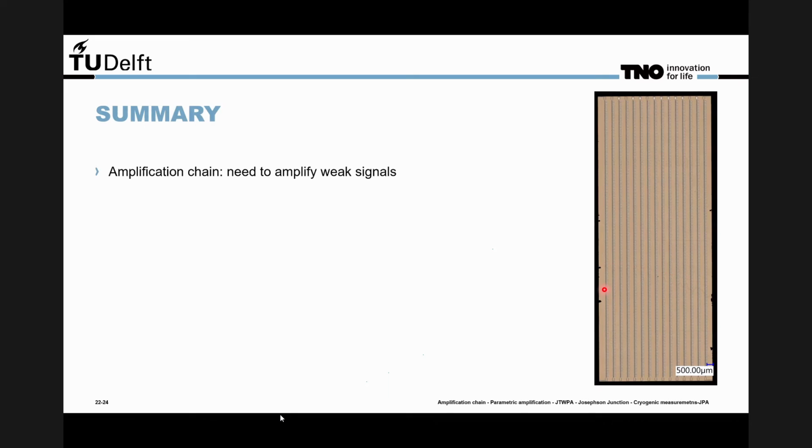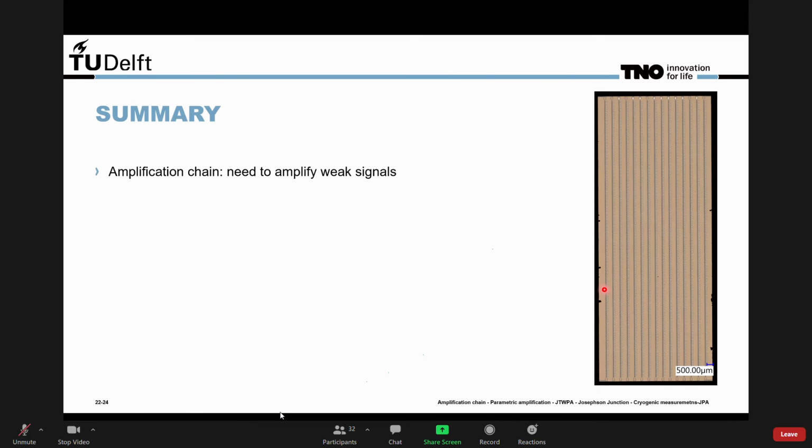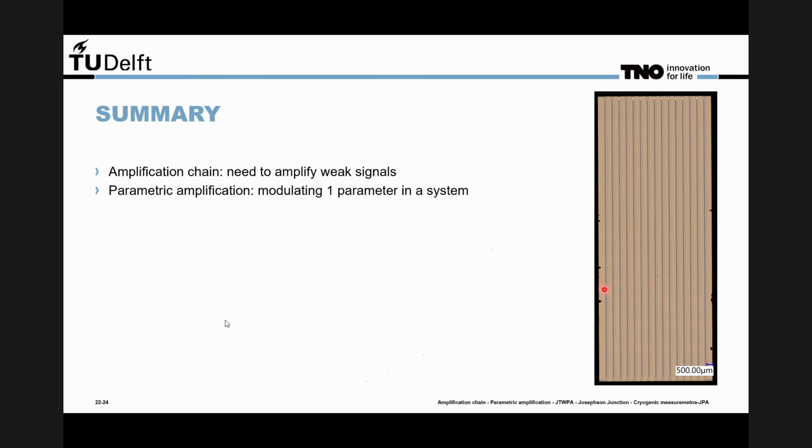So to summarize, after my short introduction about quantum computing, I explained the amplification chain and the reason why we need to amplify weak signals. Then I explained a bit about amplification, and more specifically about parametric amplification, and how we can get gain by modulating one parameter in the system.